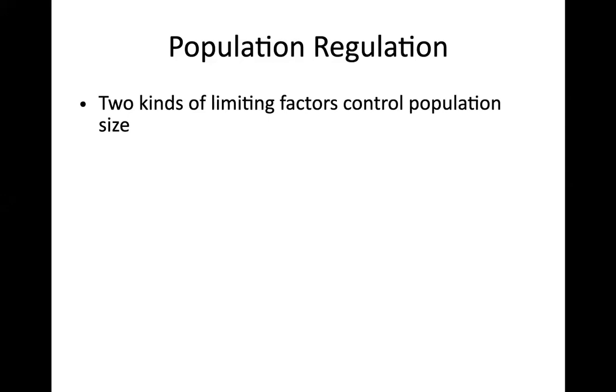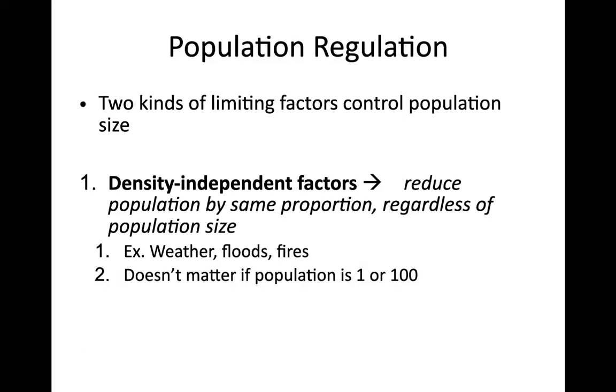Now, there are two kinds of limiting factors that can control population size. One is density independent factors. These reduce the population by the same proportion regardless of population size. A lot of these you can consider like climate change, natural disasters, anything that doesn't depend on how big the population is. So the weather, floods, fires, a lot of the things that we're seeing with climate change. It doesn't matter if the population is 1 or 100 individuals, it will affect the population the same way. It's not going to change.